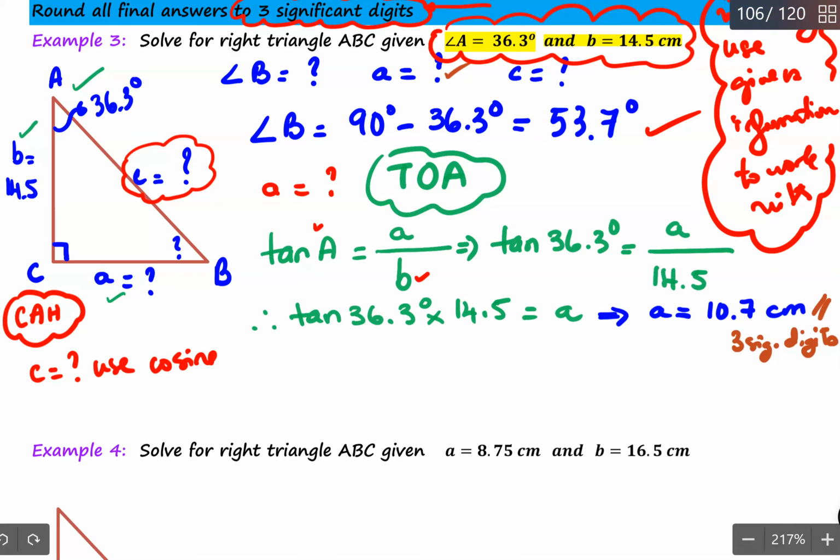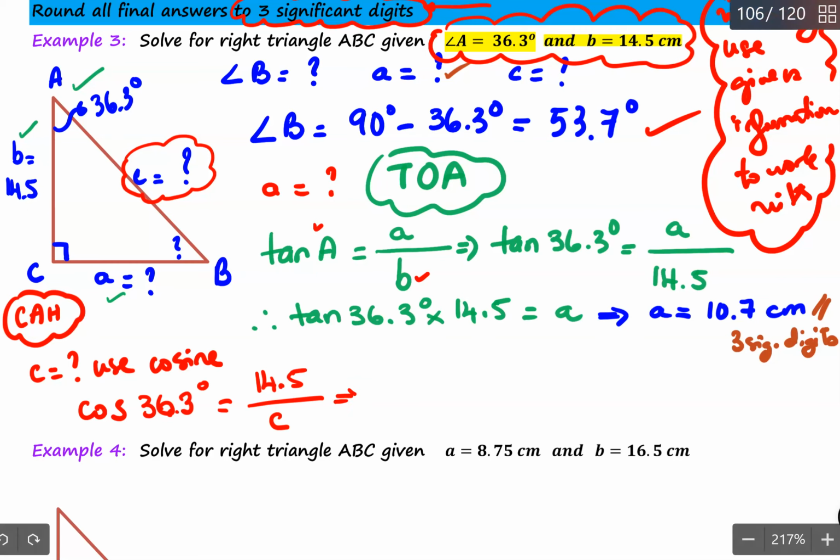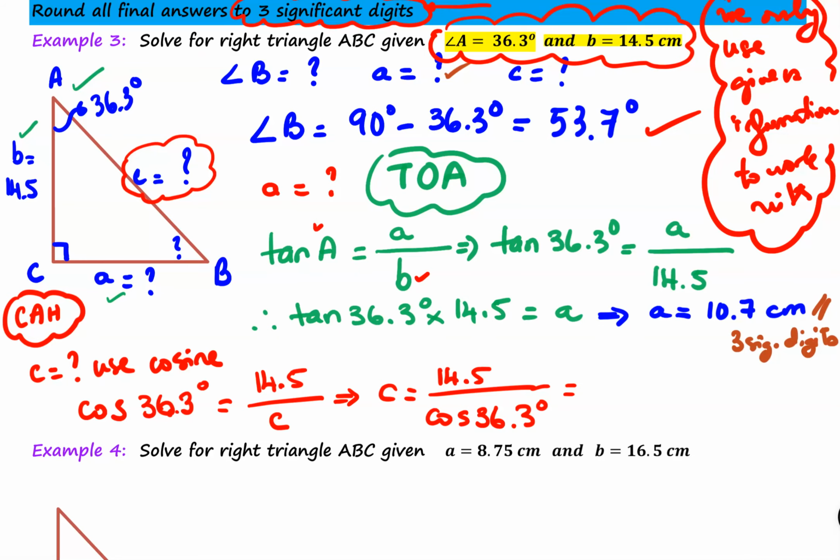So you are writing cos of 36.3 degrees equal to the side adjacent to this angle, which is 14.5, divided by C, which is the unknown hypotenuse that you have to look for. In solving for C, you need to bring C over to the other side, then divide by cos of 36.3 degrees. Alright, so let's use our calculator.